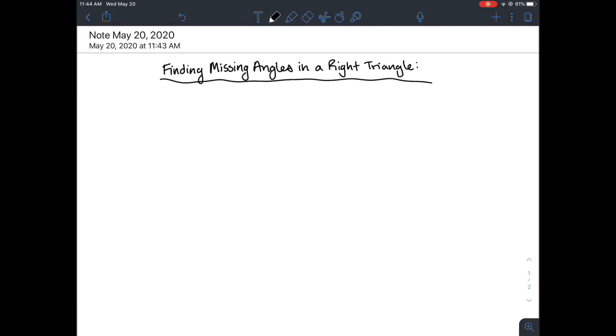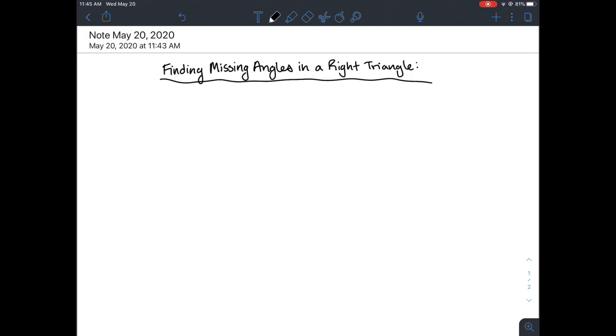All right, so today we're going to do finding missing angles in a right triangle. Essentially, this will be the last new thing we learn. Then we'll do some practice next Monday, and next Thursday will be your final quiz. Then we'll just be reviewing things to try and get people's grades up for the rest of the year.